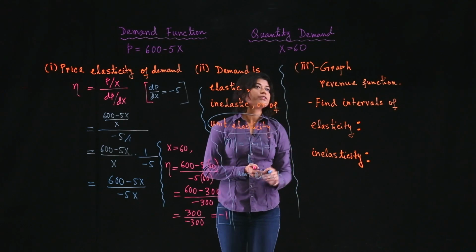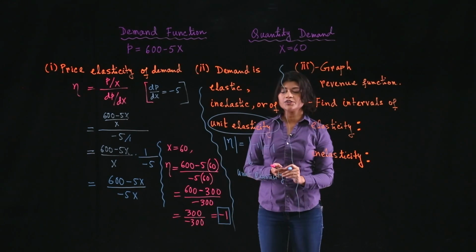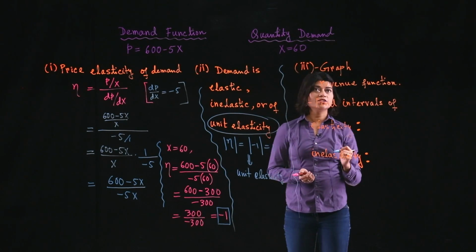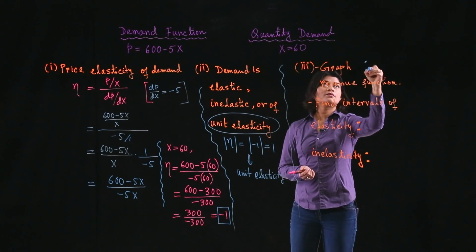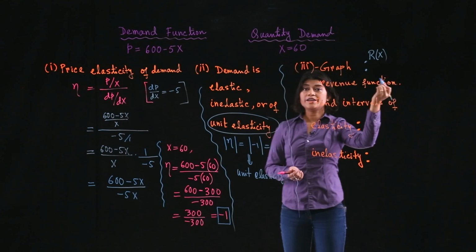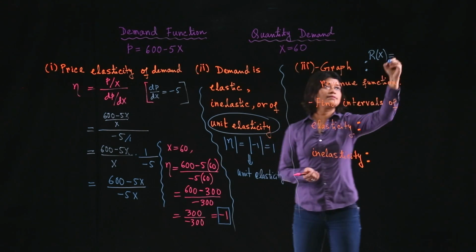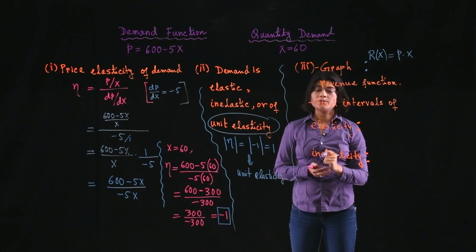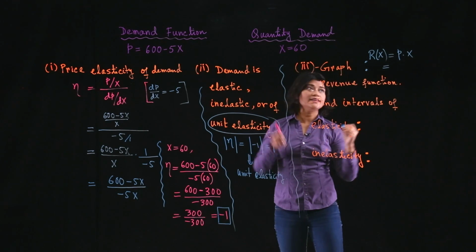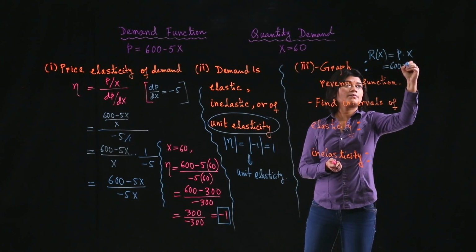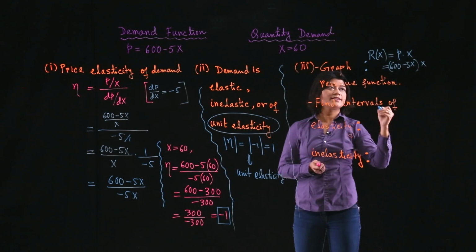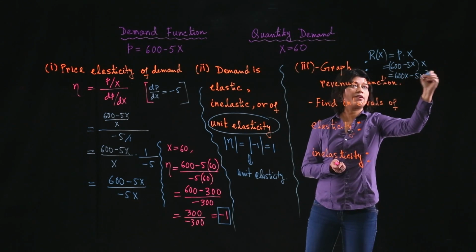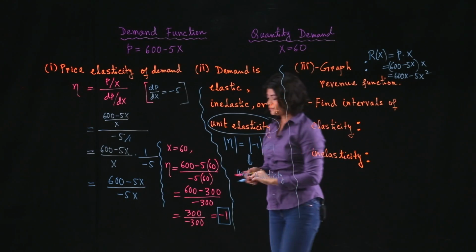All right, for the last part, we have to graph the revenue function using a graphing utility. Well, what is the revenue function? The revenue function is usually denoted by R, and it is P times x. So price per demand times the number of demand. Well, P is 600 minus 5x. Multiply with x, you get your revenue function, 600x minus 5x squared. So let's graph it.